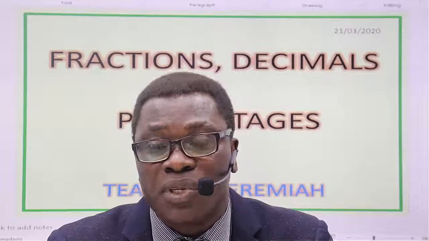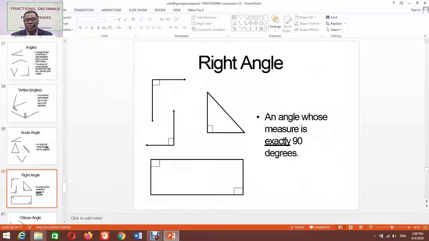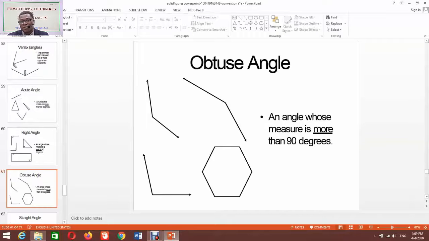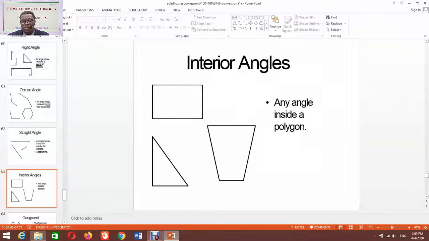Acute angle. An angle that measures less than 90 degrees is an acute angle. Right angle. An angle whose measure is exactly 90 degrees. Obtuse angle. An angle whose measure is more than 90 degrees. Straight angle. An angle whose measure is exactly 180 degrees and also a straight line.